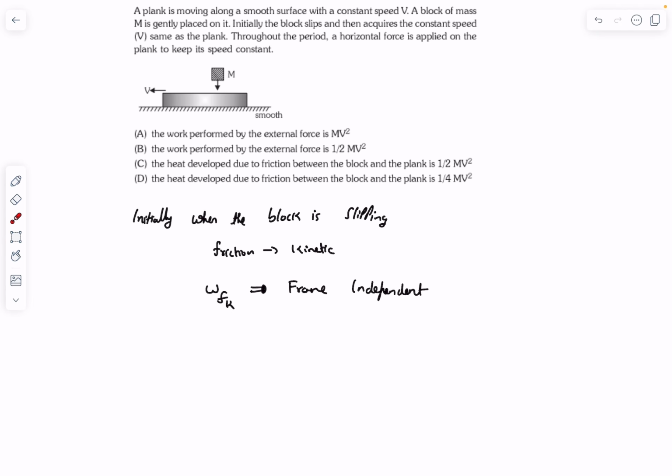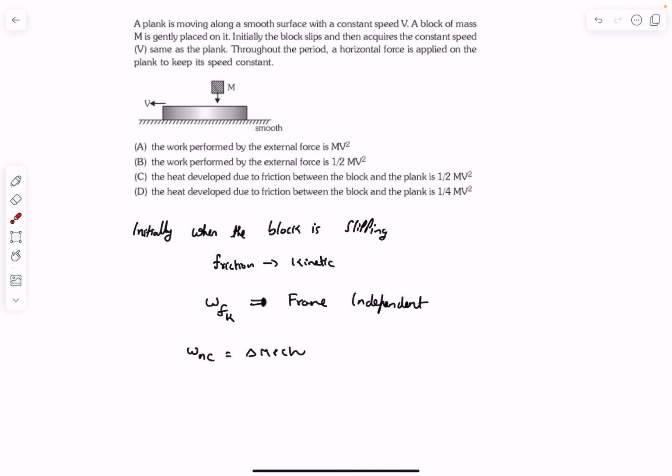When we say the work done is frame independent, what we mean is, even if I solve it taking the frame of reference as the plank or as the ground, I would get the same work done by kinetic friction. We know work in general is frame dependent, but in the case of kinetic friction it turns out to be frame independent. And we also know that the work done by all the non-conservative forces, which in this case is kinetic friction, equals the change in the mechanical energy of the system. So basically the dissipative work done by kinetic friction is lost to the surroundings in the form of heat.